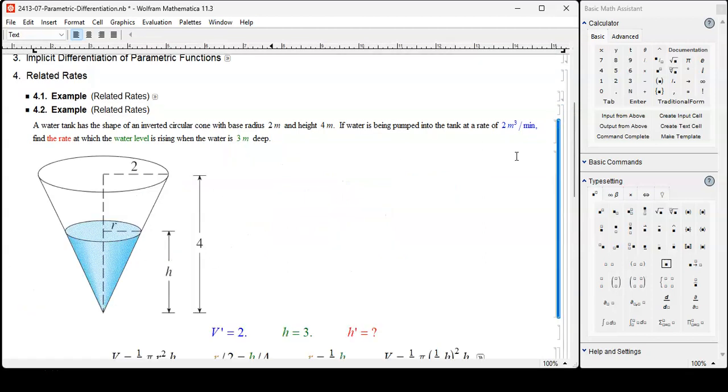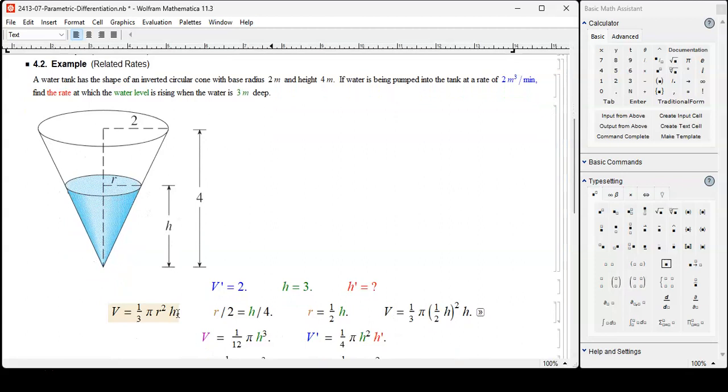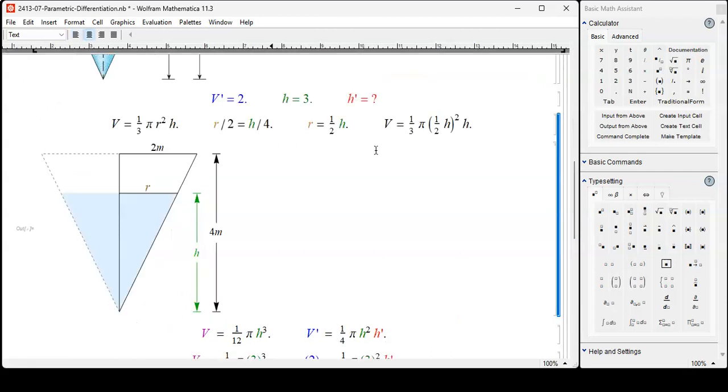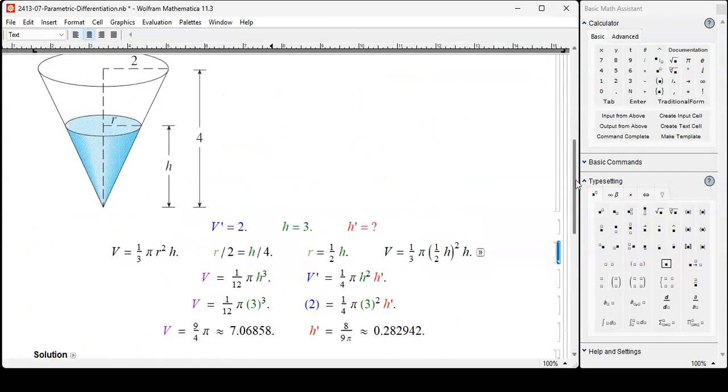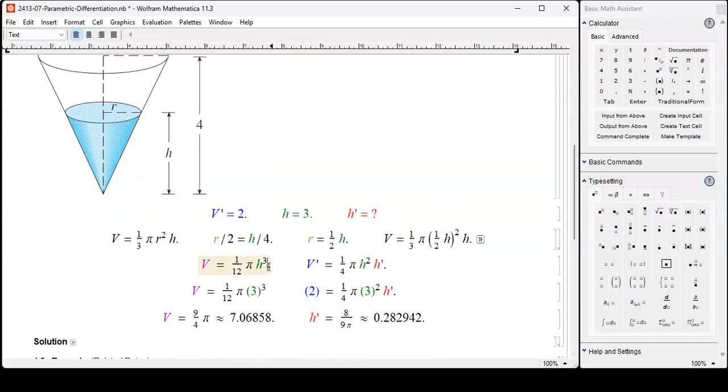So water is being pumped in, and then from there we have the volume formula, volume of the cone, and then from here V prime is 2, H is 3, we want to find out H prime. Looks good, but not yet. We have too many variables. We have to reduce it. Let's look for another relation. That relation is the triangle here, the right triangle. From there, you can find out the relation between R and H. So for R, plug it in so that we end up with a relation between V and H only.